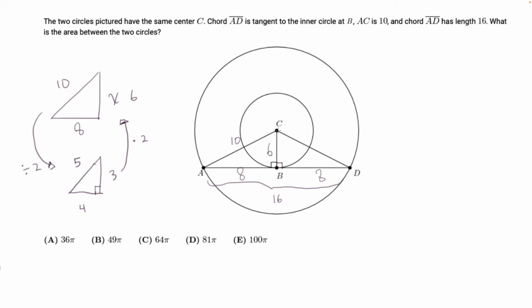So 100 pi minus 36 pi equals 64 pi. So 64 pi is our answer.